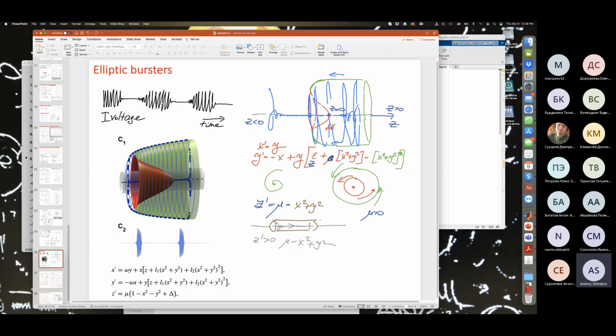So that's basically how elliptic bursters are designed, and we're going to talk about them more in the future as well.